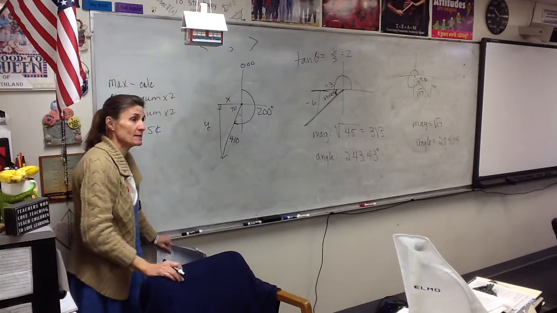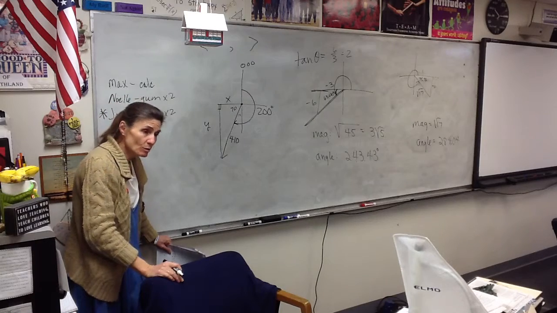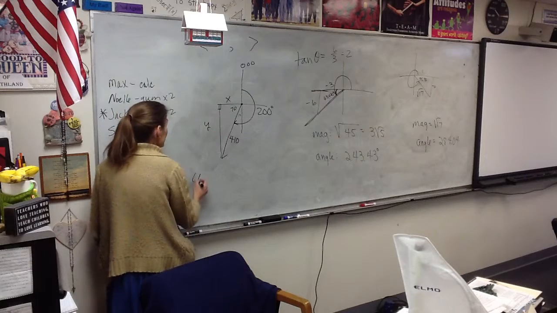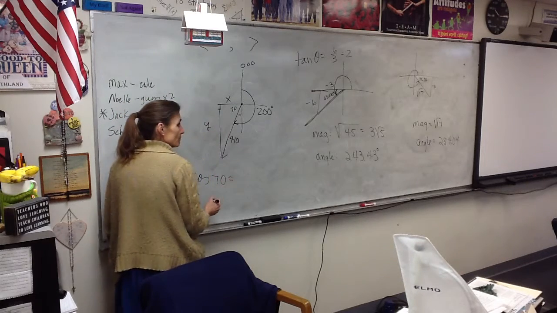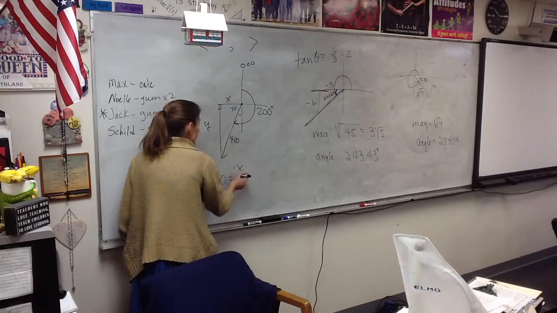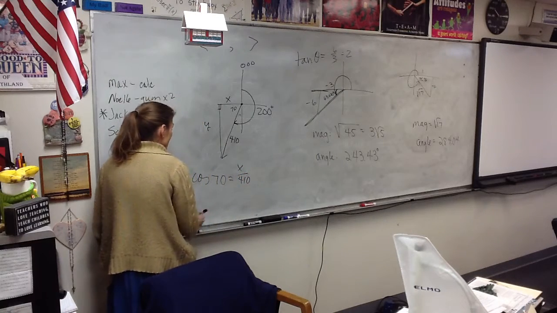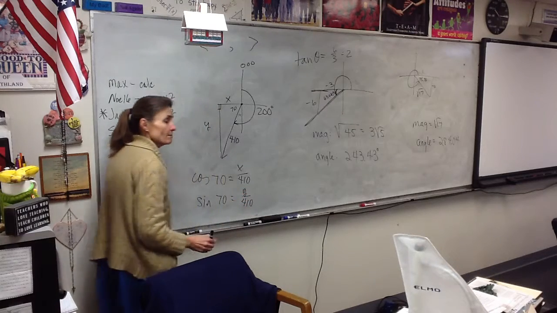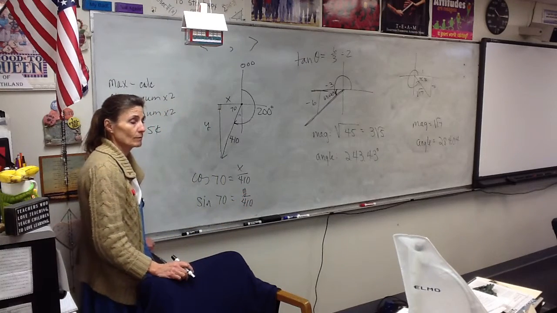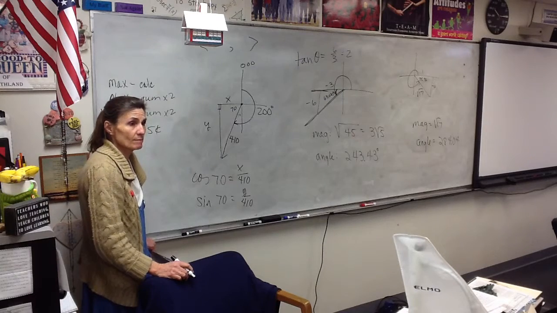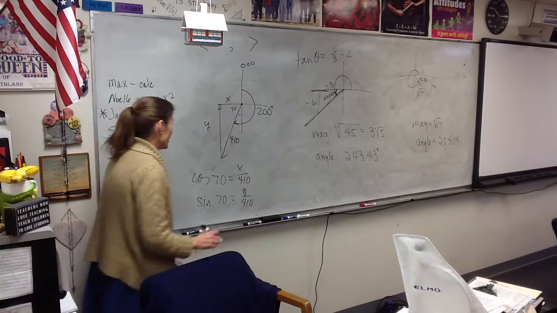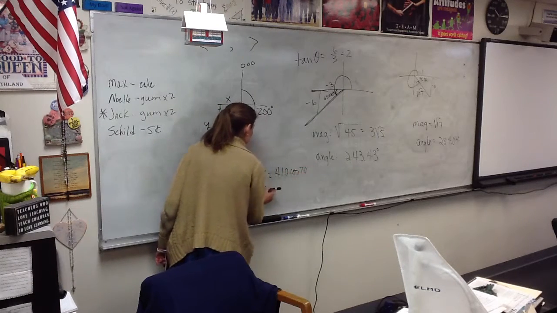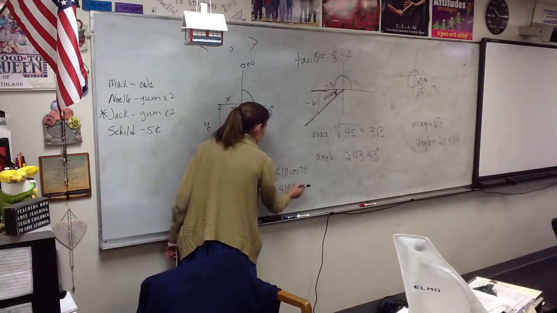We just practiced some of these. We use our trigonometry, right? So we'll say cosine 70 is X over 410, and sine 70 is Y over 410. Remember, we just did some of those. So X is going to equal 410 cosine 70, and Y will equal 410 sine 70.